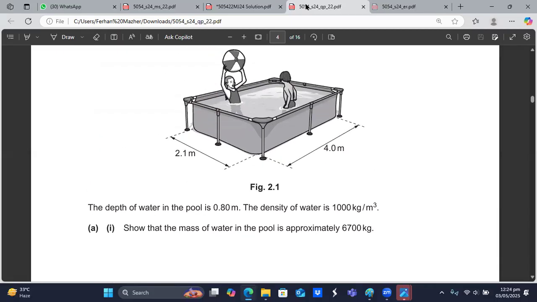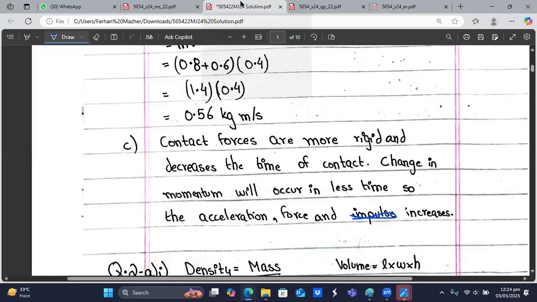We know the length, the width, and the depth of the water. Very easily we can find the volume of the water because this is a cuboid shaped swimming pool. So the volume will be equal to 2.1 multiply 4 multiply 0.80 meter. You know the density is 1000 kg per meter cube, so you can find the mass very easily. The mass will be equal to density multiply volume. So let's see how my student has done. If she makes a mistake, I will let you know.